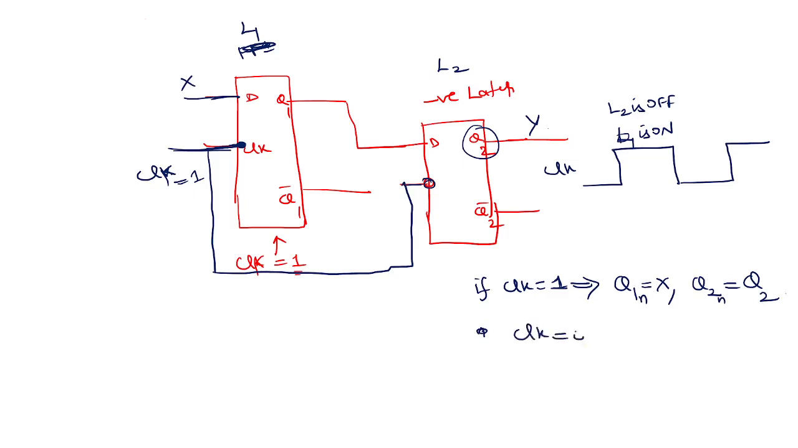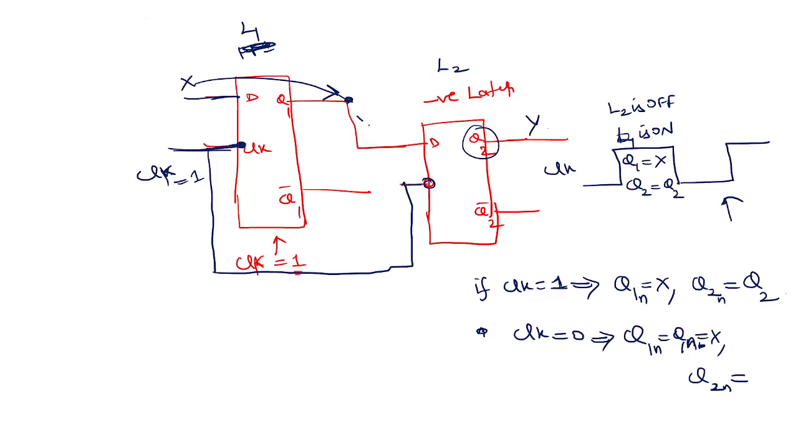Then if clock equal to 0, what will happen? Q1n is Q1 only, which is nothing but X. Your Q2n is what? X was already moved from here to here during the clock equal to 1. Your Q1 has already become X. Your Q2 was Q2. Now when clock equal to 0 happened, X was already here. So Q2 will become X. Q1n will be the same, whatever is the value of Q1. So this X has been transferred to Y, meaning Y equal to X.